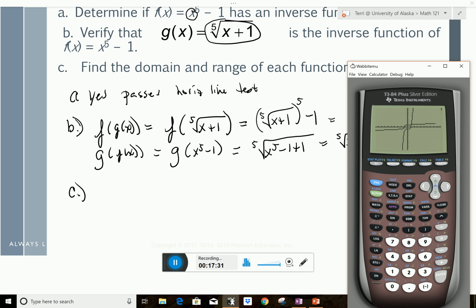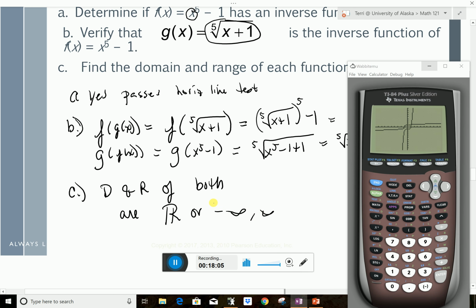Let's look at this. Interestingly enough, that looks like it can be anything either. And yes, eventually x could be any number. If you have a really large x, it's going to take a really, really big x to get to a really large y. But you can eventually get to everything. So the domain and range of both are all real numbers, or negative infinity to infinity.